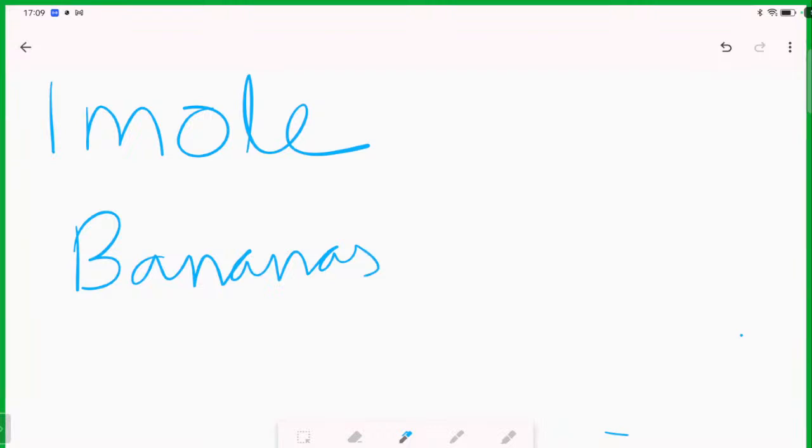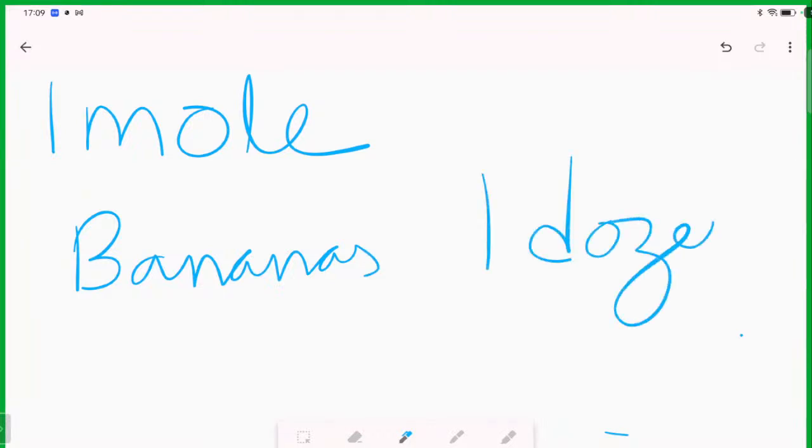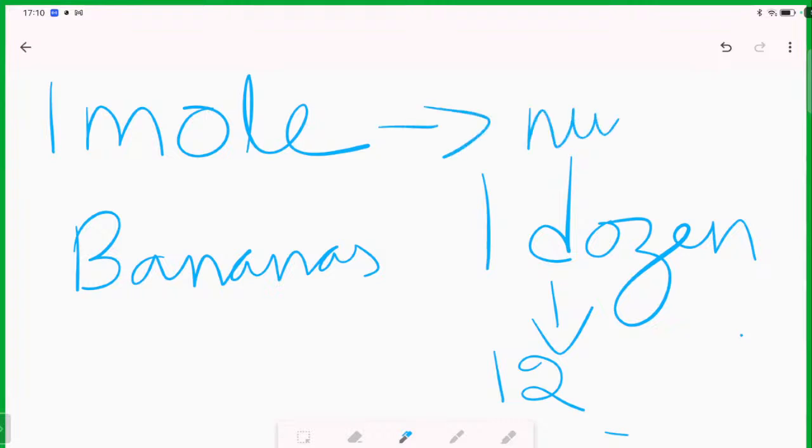What do we say to the shopkeeper? Give 1 dozen bananas. And what does 1 dozen mean here? 1 dozen का क्या मतलब होता है? 12, right? 1 dozen bananas. 1 dozen equal to 12. So 12, it is a number. So dozen is representing a number. So similarly, 1 mole is representing a number. We'll talk about this number.